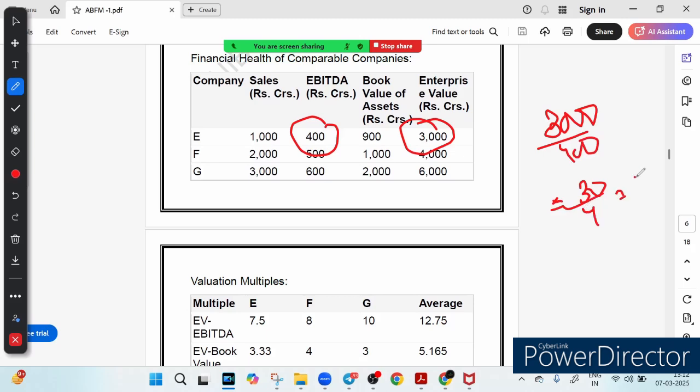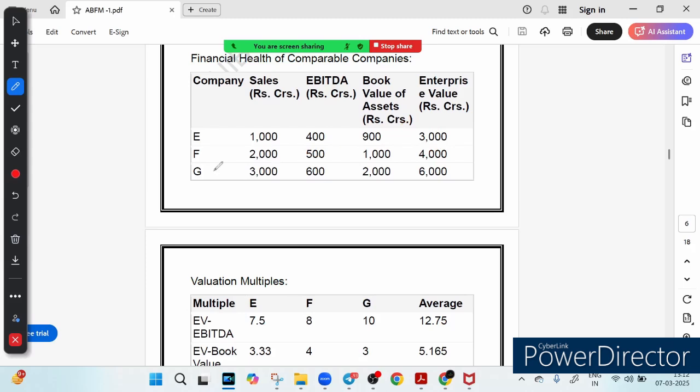Now the next step is to calculate the enterprise value for company M. How do we go about calculating it? And also one thing I want to tell you is that we make a separate column for the average value. How do we get the average? You add all of them and divide by 3. This will give you the average, right?